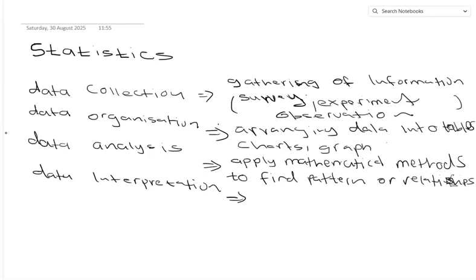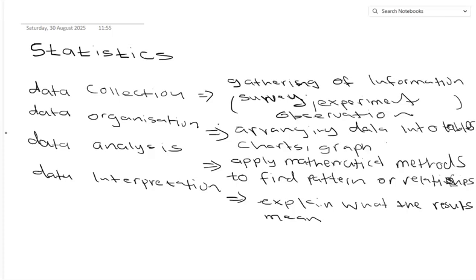So now the last step is the interpretation part. Here we have to explain what the results mean, right? How do we explain what the results mean? That is a question. Can you answer that? Okay.